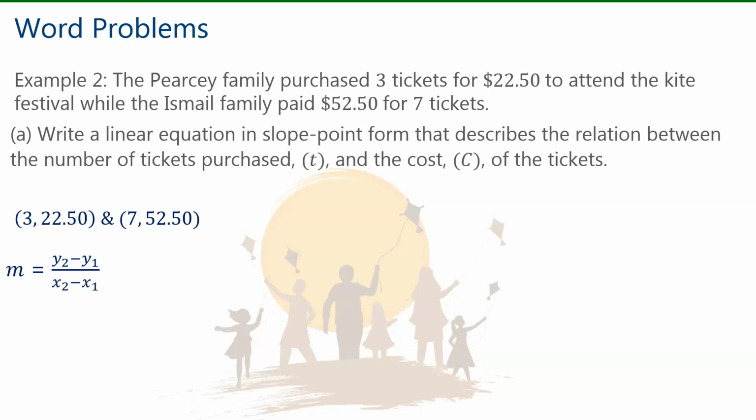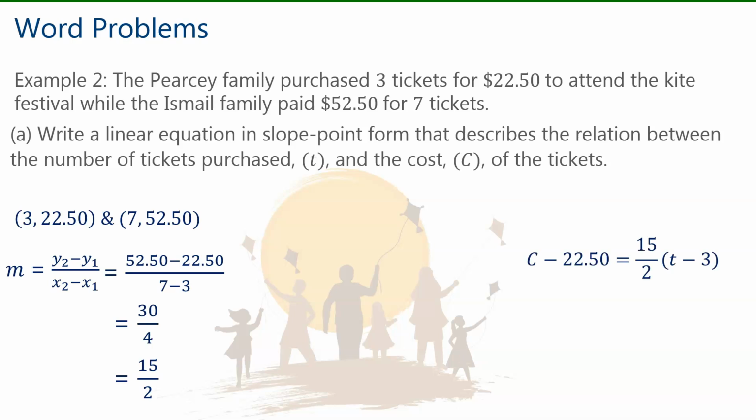So using my slope formula, I would have 5250 minus 2250 over 7 minus 3. That simplifies to 30 over 4, and then even further to 15 over 2. So now I can write my equation. I'll just choose the first point again, but you can choose the second point, doesn't matter. I would have c minus 2250 equals 15 over 2 times t minus 3.